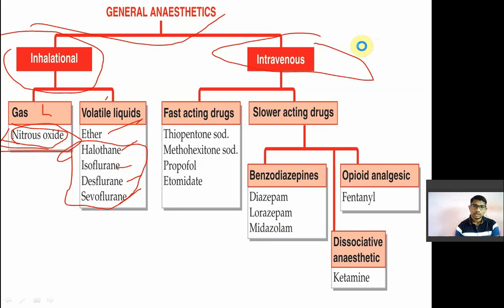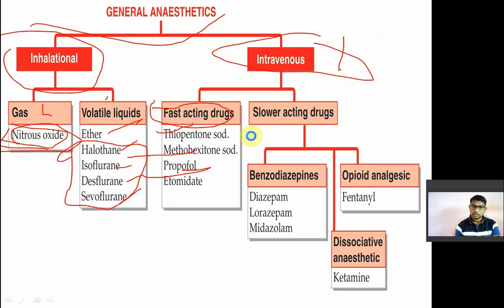Now the second one is known as intravenous. Okay, intravenous. So fast acting drugs. In that you have fast acting, meaning ultra short acting barbiturate drugs. So in that you have thiopentone sodium, methohexitone sodium, propofol, and etomidate. Okay. Next subclass of your intravenous, that is nothing but the slower acting drugs.